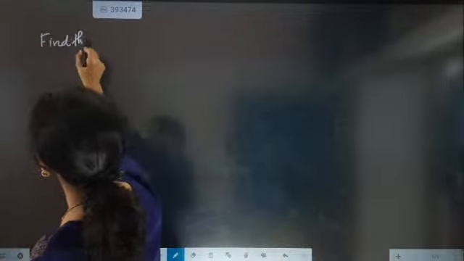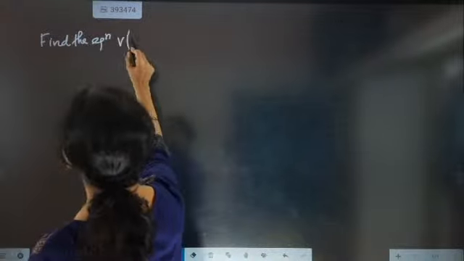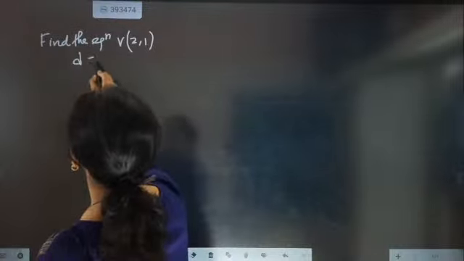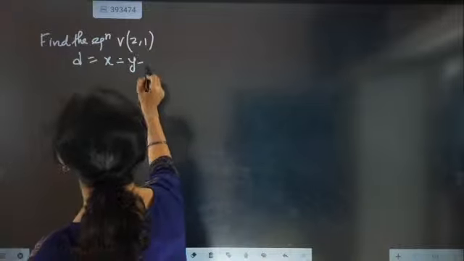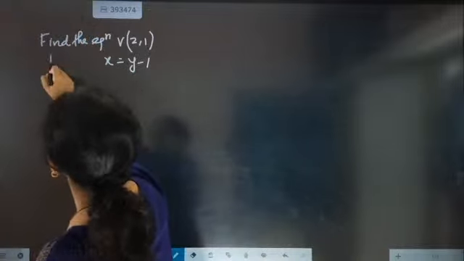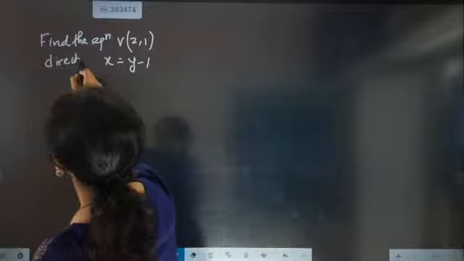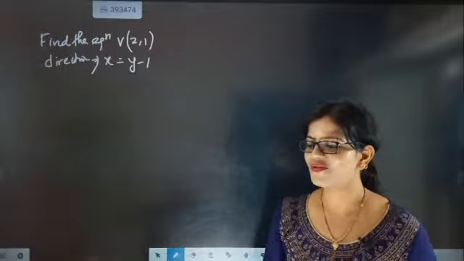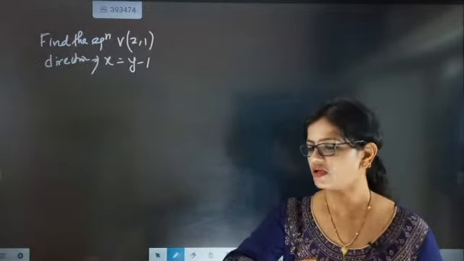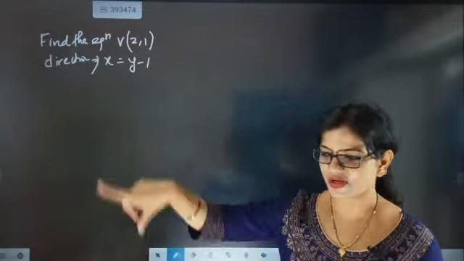So find the equation of the parabola. Again vertex is coming as (2, 1) and directrix given. So this time they have given directrix. Directrix is x equal to y minus 1. So this time very cleverly they have separated us. So if they have separated, we are going to separate the part also.